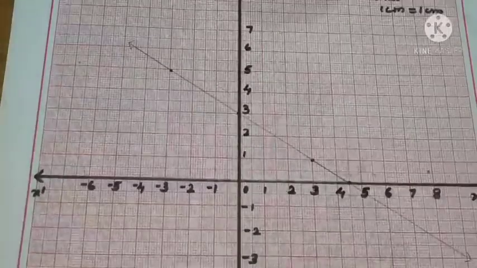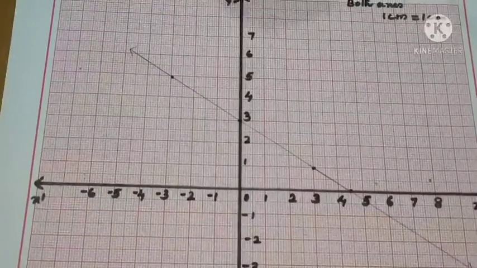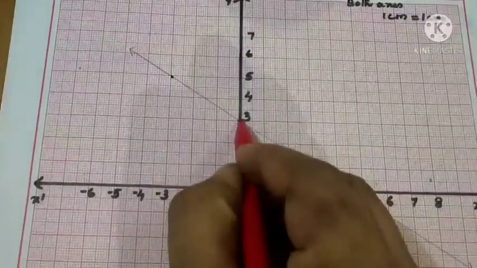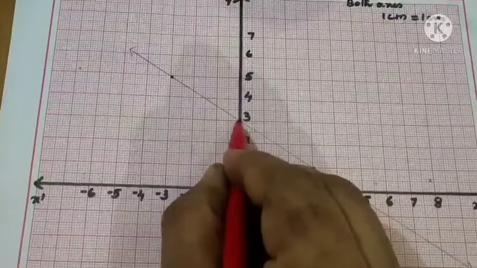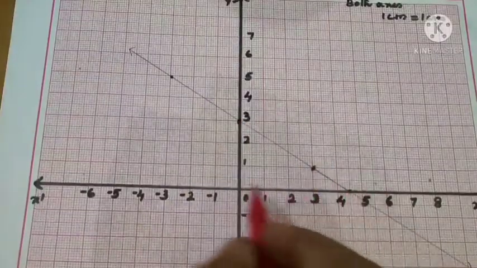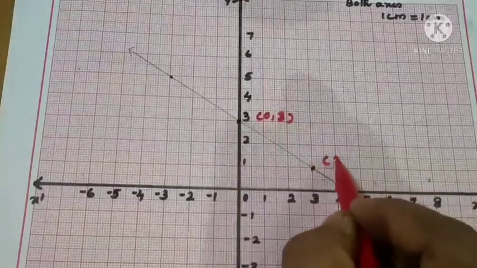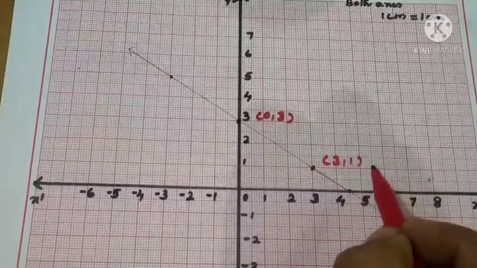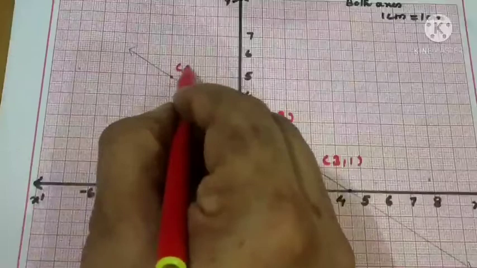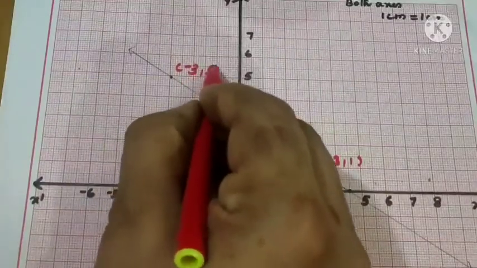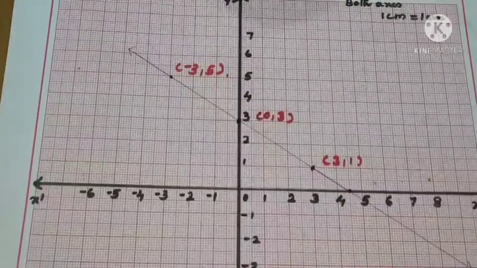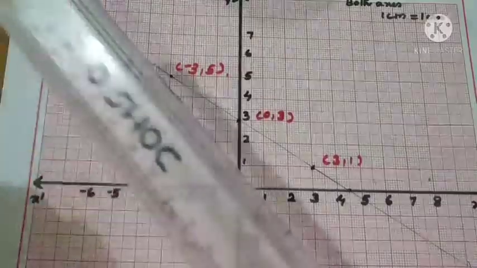Already we have plotted the x-axis, y-axis and all. Now what is the first coordinate? (0, 3) only and (3, 1), then what is the next? (-3, 5). Okay, what is the next step? Keep the scale and draw the lines correctly.